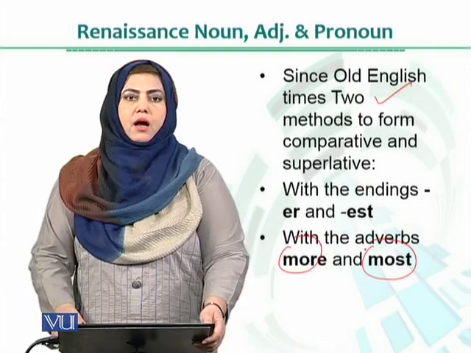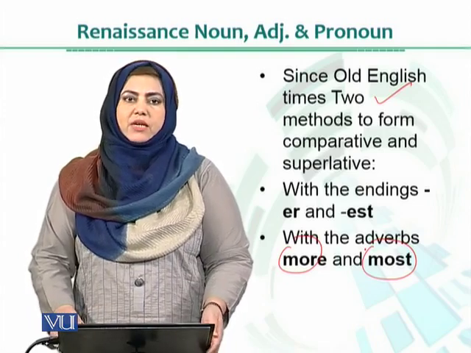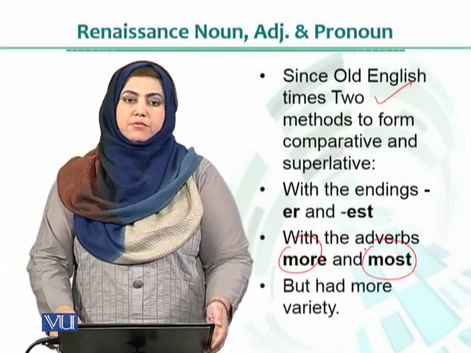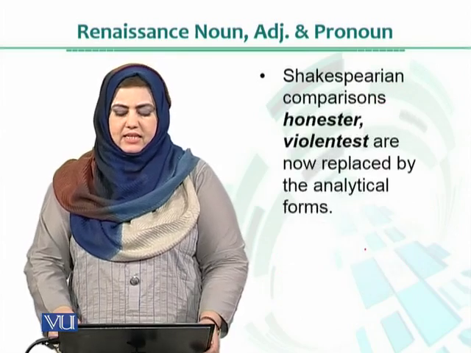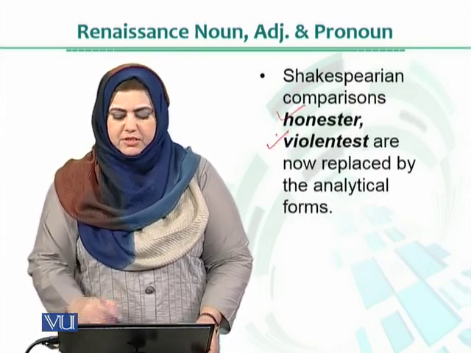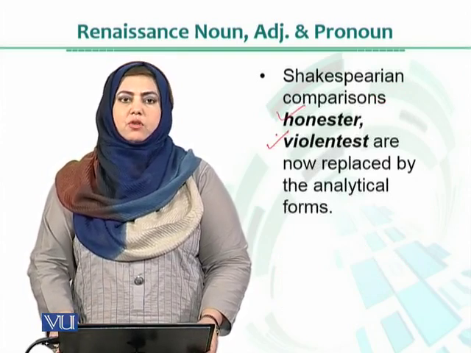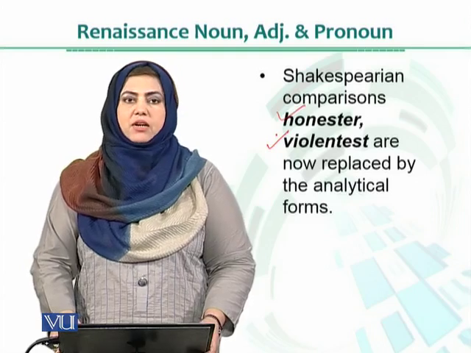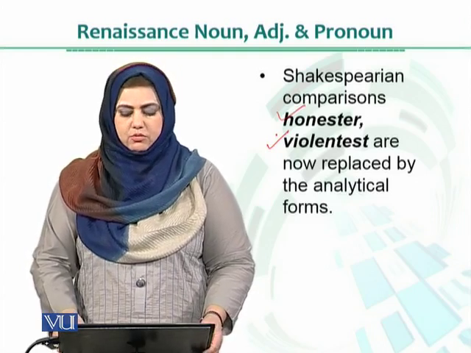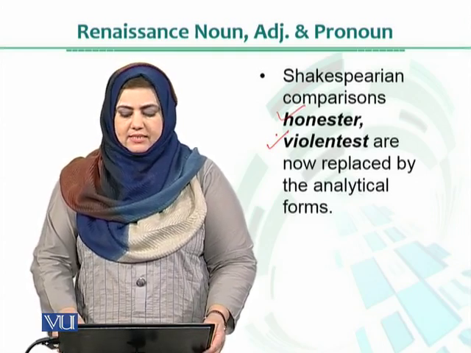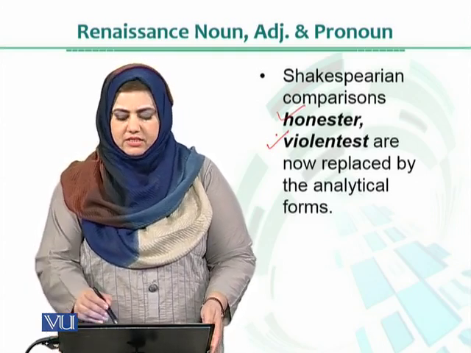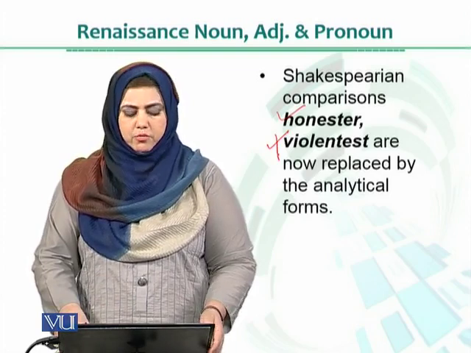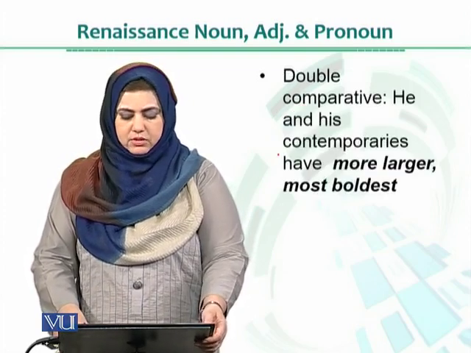For example, more interesting, most interesting. But, of course, this was the variety that existed. In Shakespeare, we find some very interesting examples. Please notice, honester. We do not use it now. We say more honest or most honest. We do not say honester or, for that matter, honestest. Violentest. It is even difficult to pronounce. This is what Shakespeare used. We say most violent.